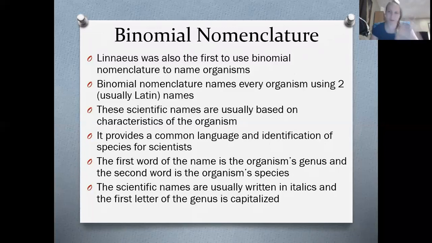If we didn't have binomial nomenclature, the fact that we have different names for species in different languages would make it difficult for scientists from different parts of the world to communicate about whatever they were studying. But by having this one common name for something that is used by every single scientist around the world, when we're talking about a species, everyone's on the same page. Everyone knows what we're talking about.